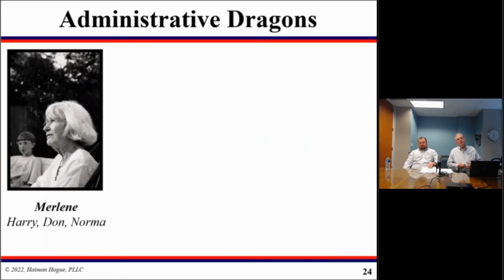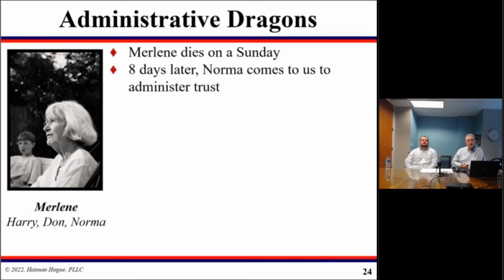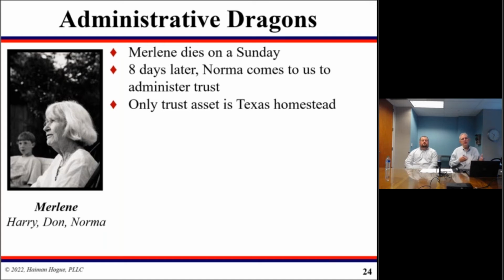Well, let me give you an example of a case where we didn't have complete funding. Merlene set up a trust. She's got 3 children, Harry, Don, and Norma, and she died on a Sunday. 8 days later, her daughter Norma came to see us to administer the trust and discovered that she's going to have to go through probate because the only asset she put in it was her Texas homestead. Now, you may wonder what's with these people only putting their homestead in. That's because we do that for clients.